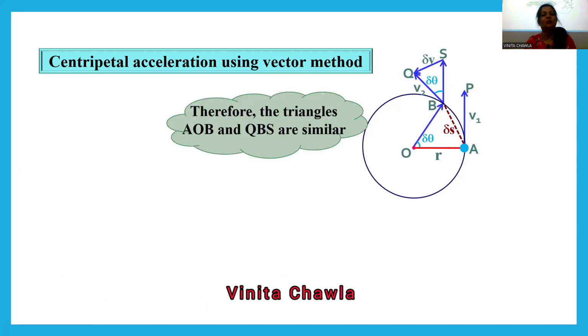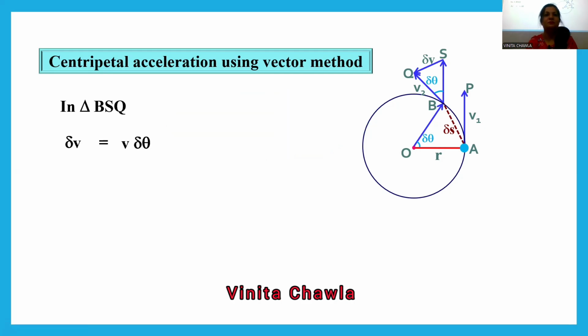Therefore, look at the triangles AOB and QBS. These two triangles are similar triangles. So in triangle BSQ, del V is V del theta.